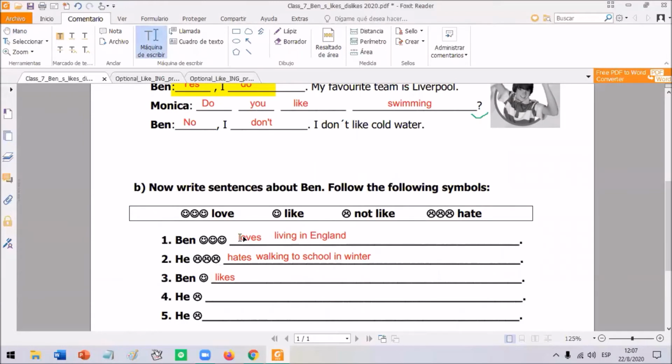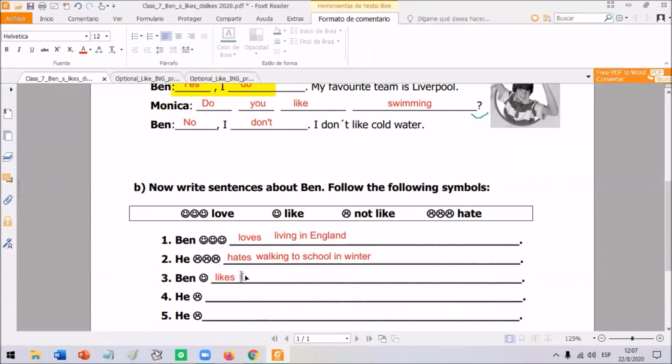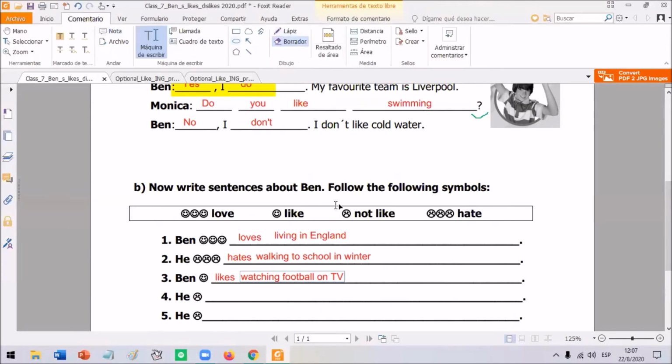So, when we talk about Ben, we are going to say, Ben likes what? Write it on the chat, come on. Yes, watching football on TV. Ok, entonces recuerden esta regla que ya veníamos mencionando y practicando. Si uso love, hate, like, cualquiera de estos verbos que me sirven para hablar de lo que le gusta, le encanta, etcétera, a una persona, necesito que las acciones lleven ing. Como vimos en la conversación de arriba, acá también lo estamos usando, aunque no sean preguntas. Yes? Living, walking, watching, alright?